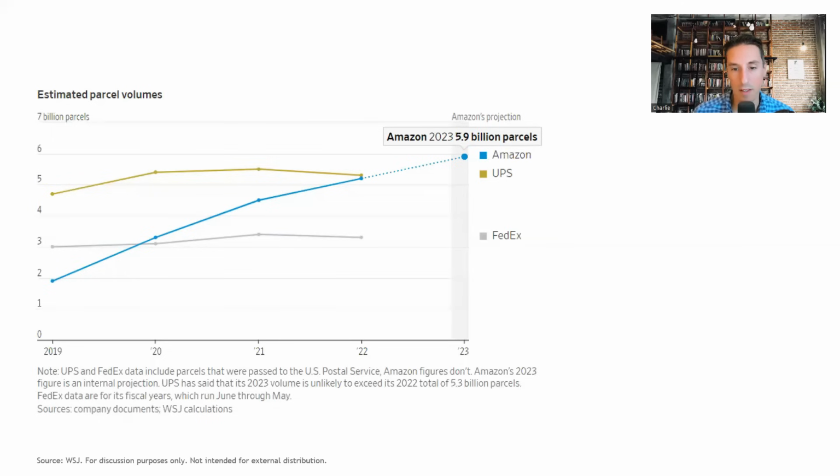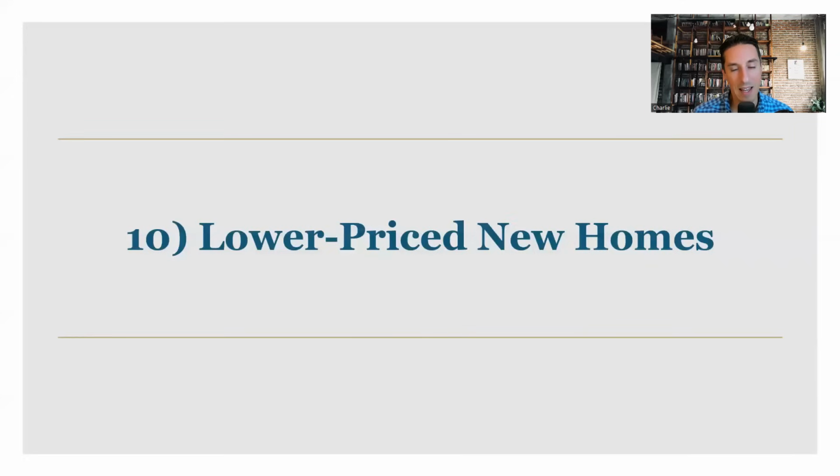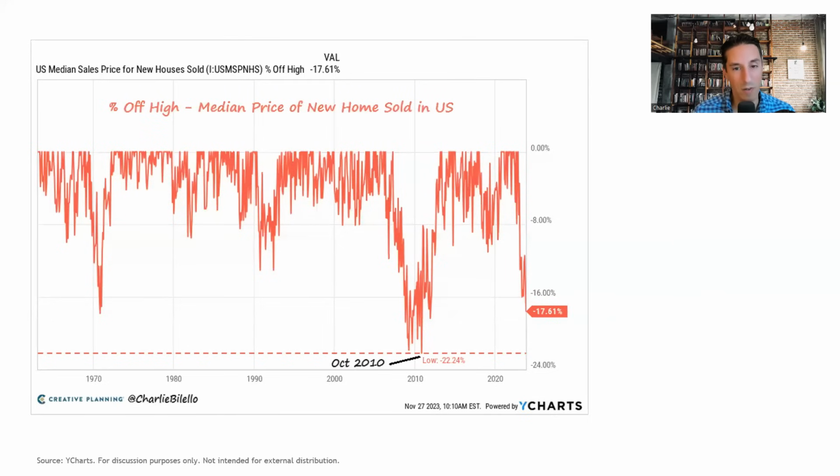So let's end here, as we always do, with positive news, and that's lower priced new homes, a welcome sign for anyone, especially new home buyers. First-time home buyers have been waiting for lower priced homes. As we talked about, affordability is at record lows. So this is a very good sign for anyone waiting to buy a home, particularly first-time home buyers.